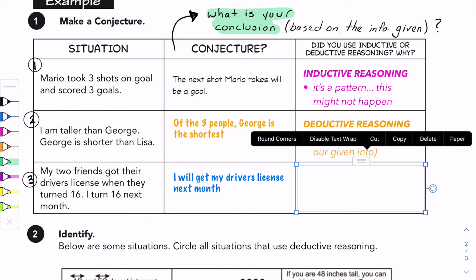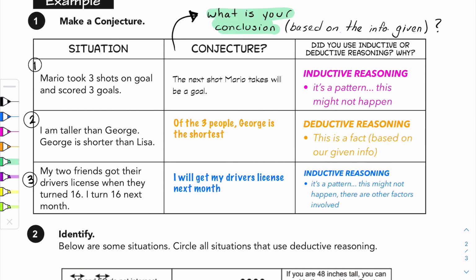This is using inductive reasoning. It's using a pattern based on what my friends did. But there's so many other factors that go into this. So you might fail your driving test. There might be weather, something like that. So this pattern does not stand to be concrete in any way. Therefore, this would be inductive reasoning.